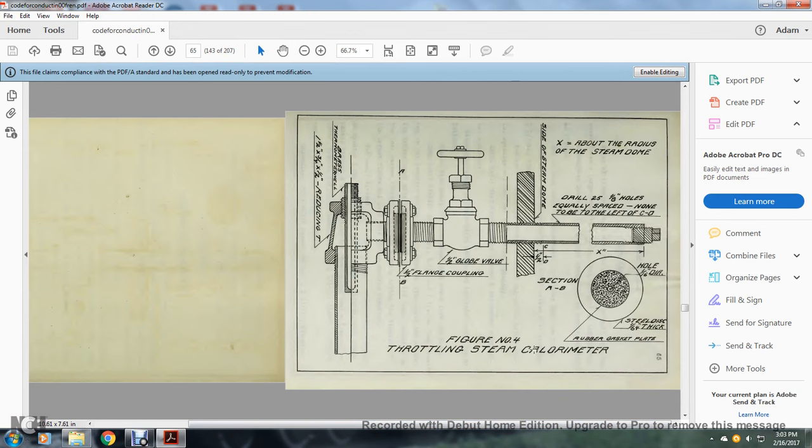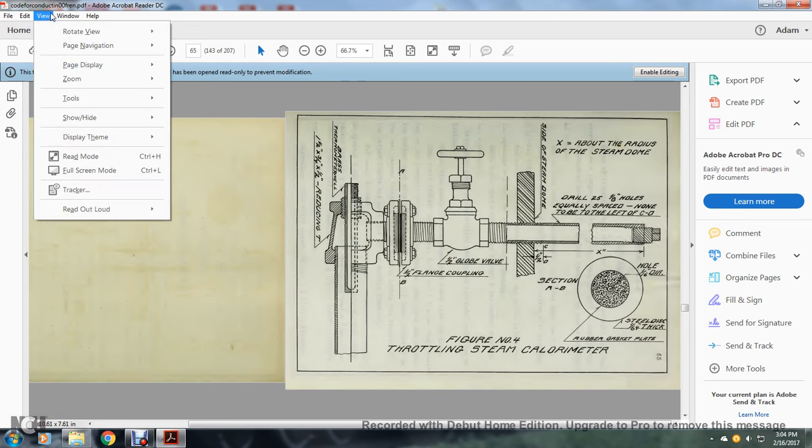Alright, Figure number 4, throttling steam calorimeter. This is on top of the dome. This should be like on your dome. So you have a flange coupling, a globe valve with sections A and B, drilling 1/8 inch holes to the left and C, D. The bottom of the radius of the steam dome is X, and your hole diameter, steam disc thickness, a rubber gasket and plate. This is your number 4 throttling calorimeter.